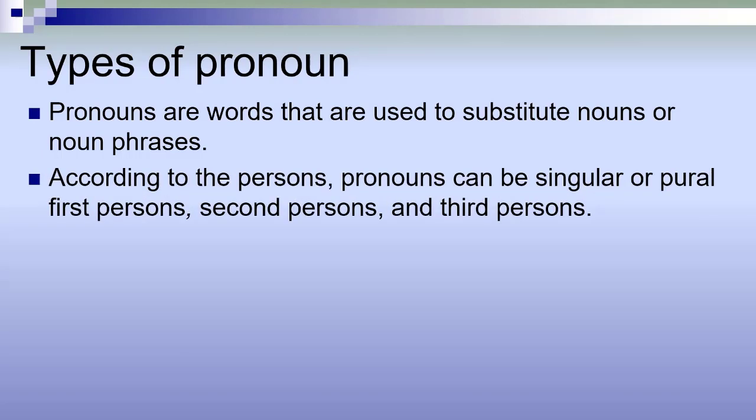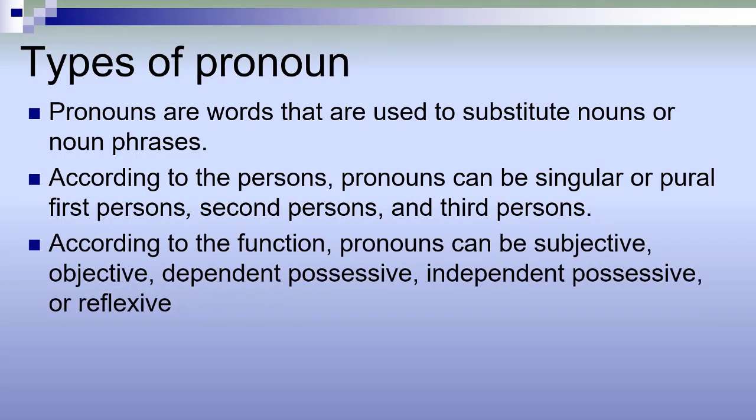According to the person, pronouns can be singular or plural, first person, second person, and third person. Like singular is I, plural is we. That's for the first person. Second person is you, and third persons can be they for plural, he, she, it for singular. Then according to the function, pronouns can be subjective, objective, dependent possessive, independent possessive, and reflexive. We are going to talk about them one by one.